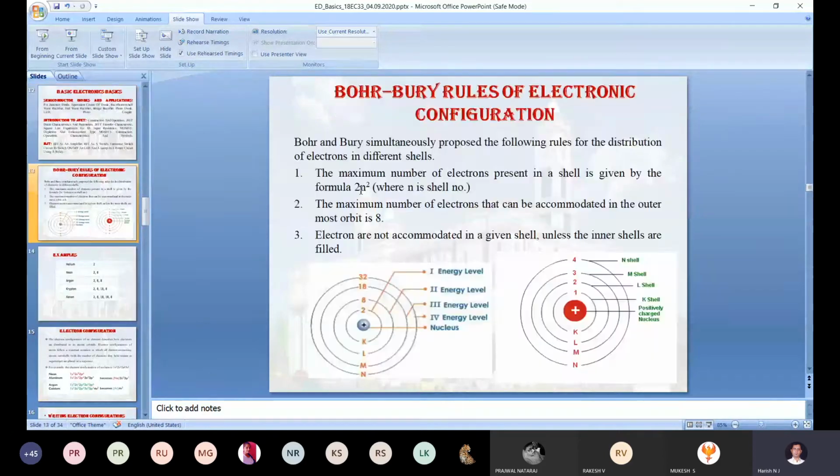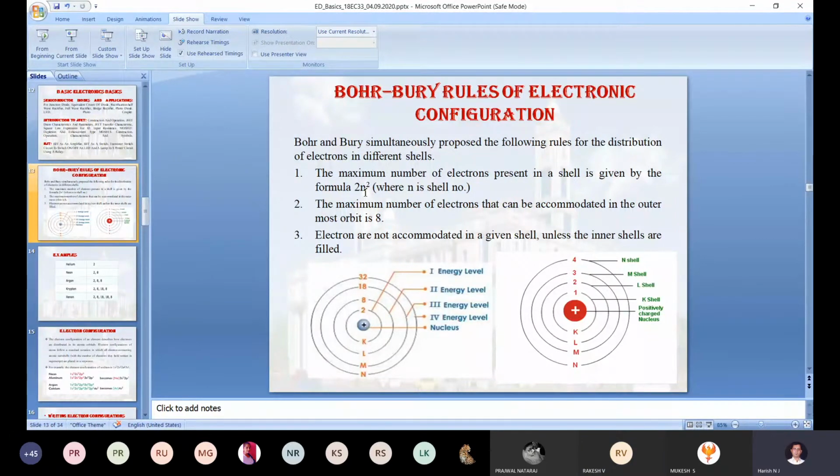Using 2n square. Let us take n equal to 1. N equal to 1 means it is the first orbit. What is the maximum number of electrons we can accommodate in the first orbit? N equals 1, 1 square is once again 1. 1 into 2 is equal to 2. Maximum 2 electrons we can accommodate in the first orbit.